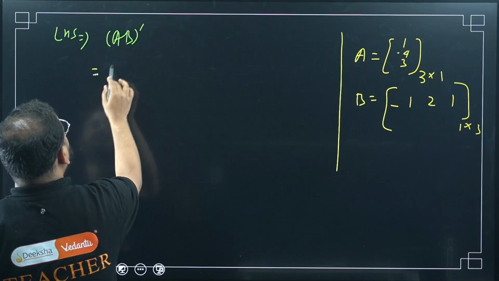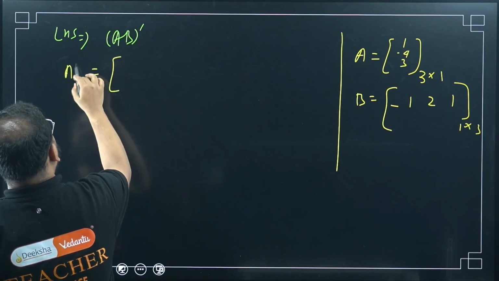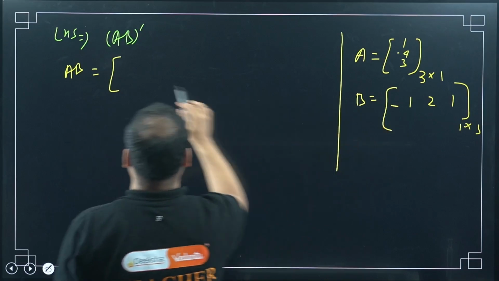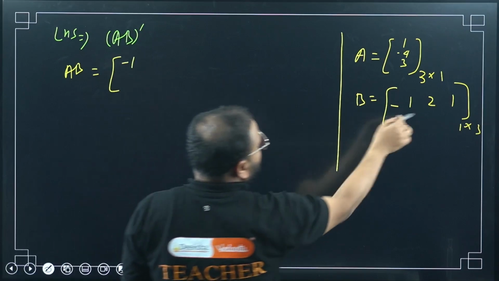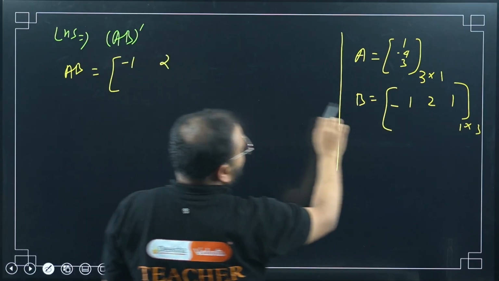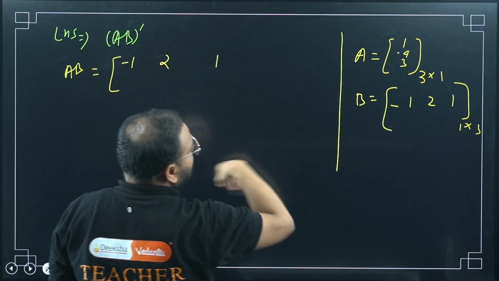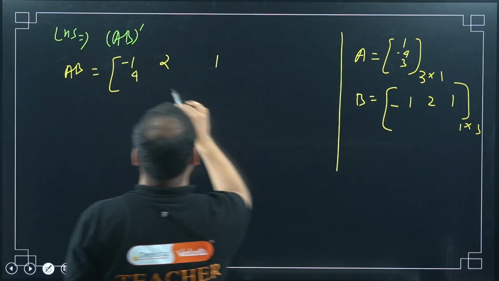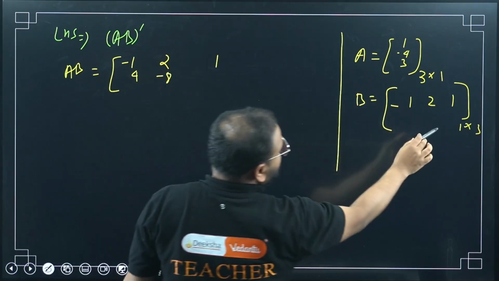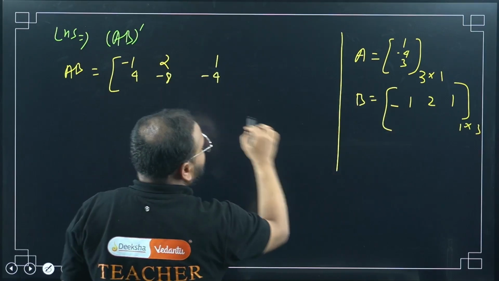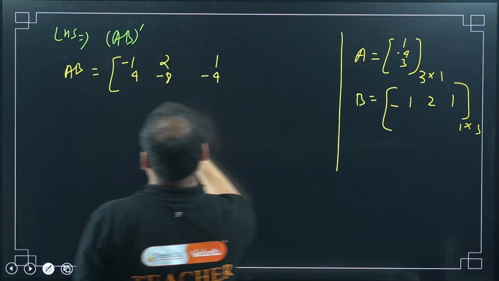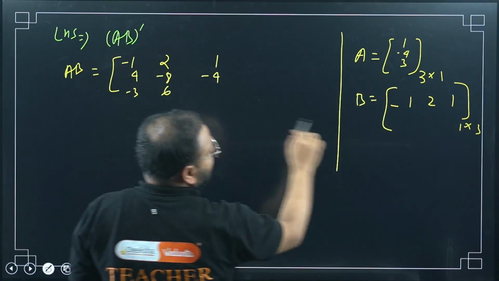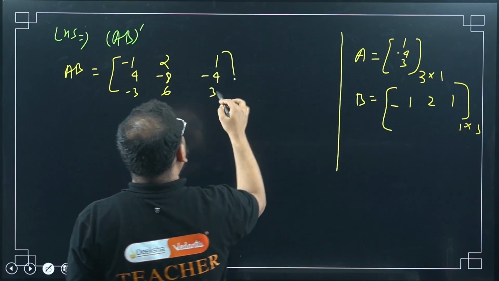Let's do the multiplication first. So first we'll find AB. First element 1 with minus 1. So minus 1. 1 with 2, so 2. 1 with 1, so 1. Minus 4 with minus 1, so plus 4. Minus 4 with 2, so minus 8. Minus 4 with 1, so minus 4. Again 3 with minus 1, minus 3. 3 with 2, so 6. And 3 with 1, so 3.